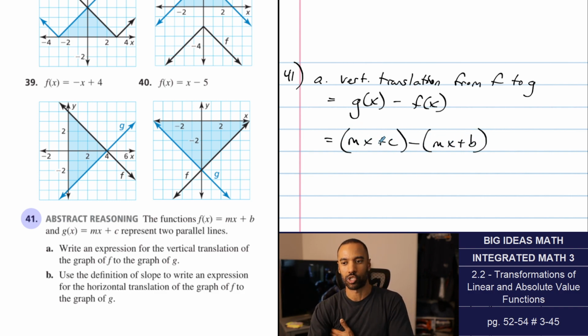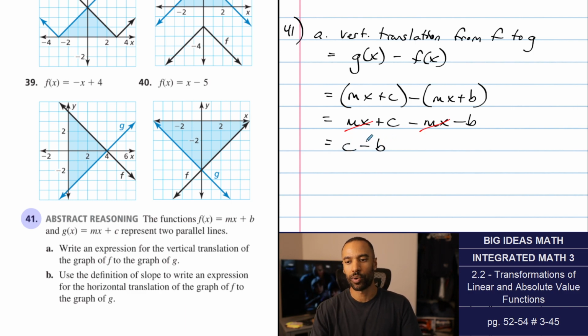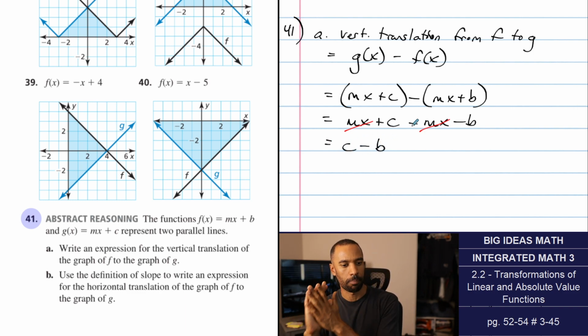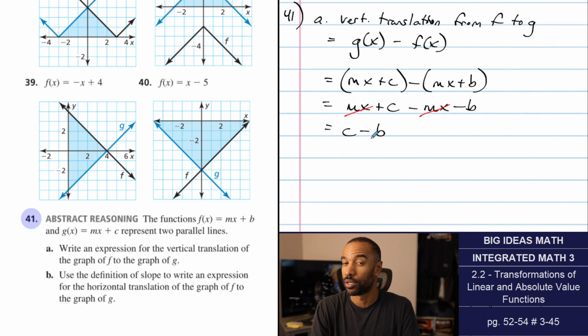Here's the thing. The mx's will cancel, right? Distribute the negative: mx minus mx, and the mx's cancel out there. You're left with c minus b. c minus b, that's the translation, right? That's how much we translate it by. So when it says write an expression for the vertical translation, that's what we do. We vertically translate c minus b units upward, right?